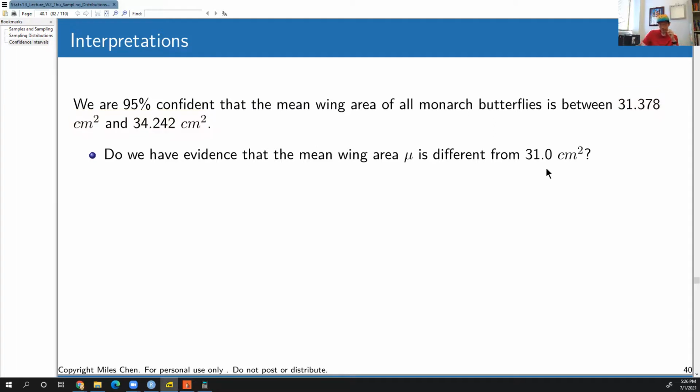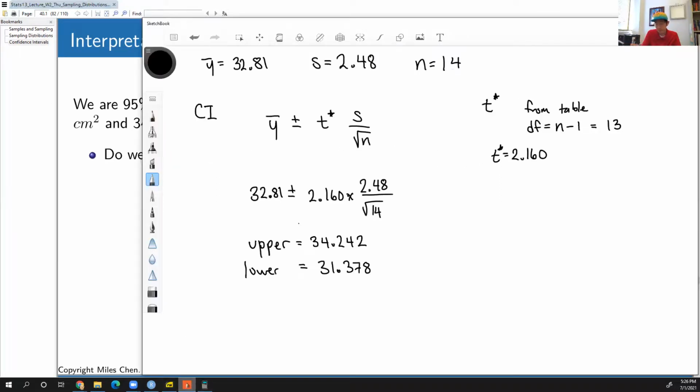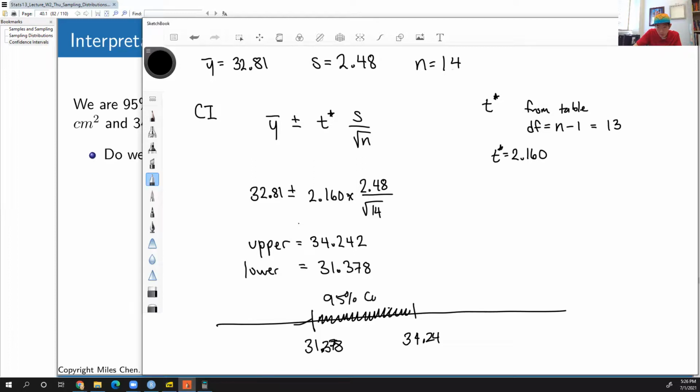Well, 31.0 is less than the lower end of my interval. If we look at a number line, here's 31.378 and here's 34.24. Basically, I'm 95% confident that the mean is in here. 31.0 is over here, outside of my interval.